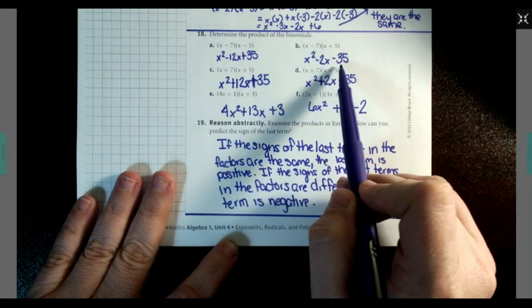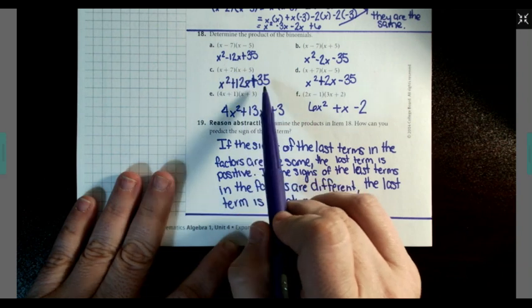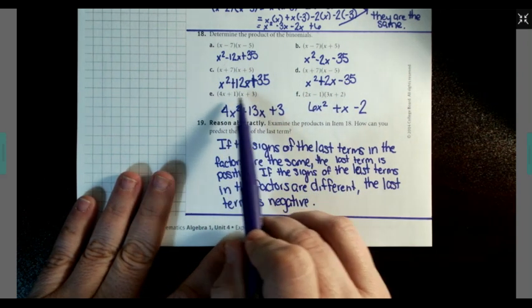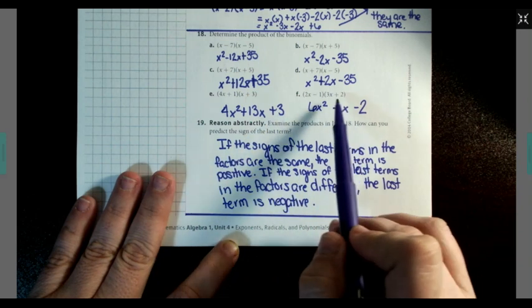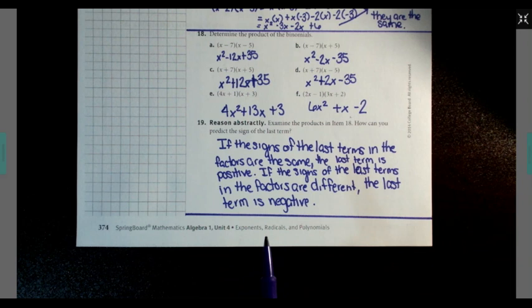So they were the same, positive. They were different, negative. Same, positive. Different gave me a negative. Same, positive. Different, negative. Go ahead and take a moment to write down the answers to number 18 and 19. And that will end our lesson here.